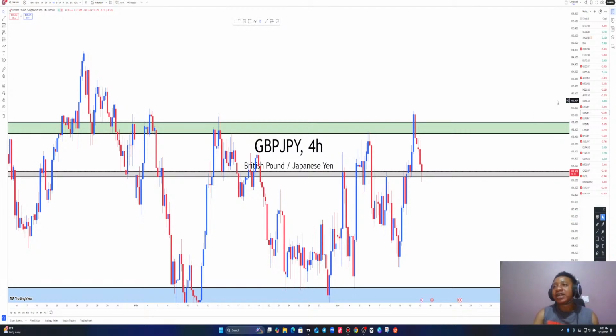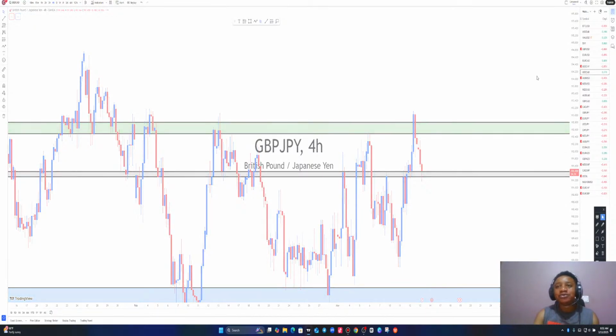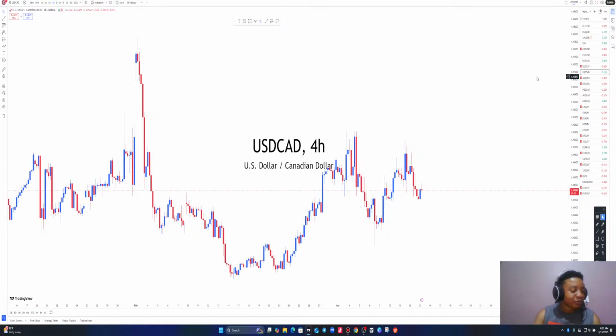For now, the pair that I'm willing to give to you guys today is the USD CAD. So USD CAD, we are studying it very, very well before entry comes in. Let me show it to you guys again so you guys become aware of it.